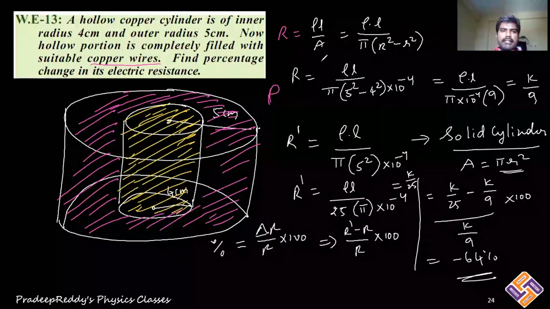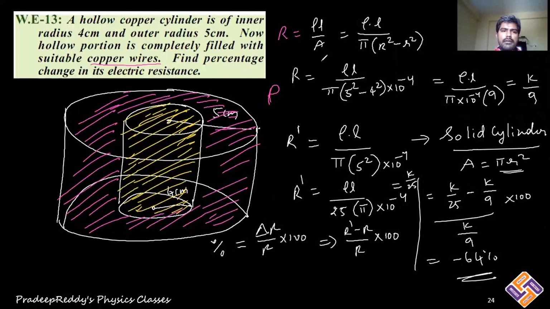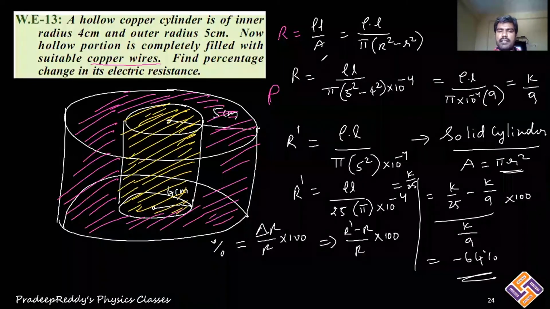See, there is a decrease in the resistance in this problem. Why is it? Because previously, in the first case, the inside was an air medium. Air is a bad conductor of electricity, and in the second case you are filling that with copper. Copper is a good conductor of electricity. So as you are increasing the copper, the number of free electrons goes on increasing. Therefore, its conductivity increases, and as conductivity increases, resistance decreases. Therefore, when you fill the empty space with copper, resistance is decreased by 64%. That's the reason why you got minus 64% in the answer.